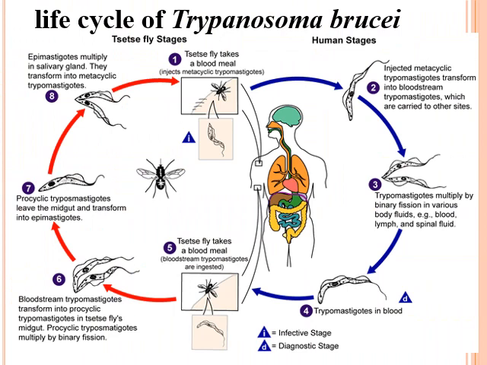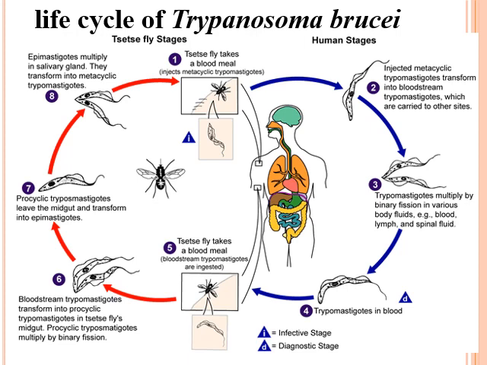Here we have the life cycle of the Trypanosoma brucei complex, which means Trypanosoma rhodesiense and Trypanosoma gambiense. We have vector stages and human stages. The vector is the tsetse fly. The infective stage is the metacyclic trypomastigote, injected by the vector from the skin into the peripheral blood. It is extracellular, between the blood cells, and replicates by longitudinal binary fission. It reaches the blood, lymph, and the spinal fluid.